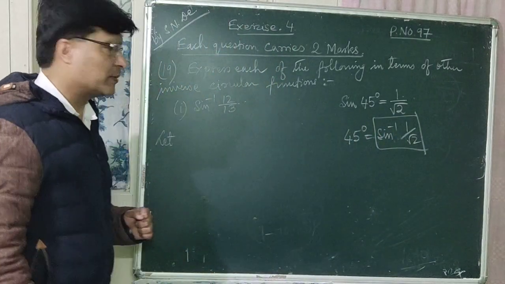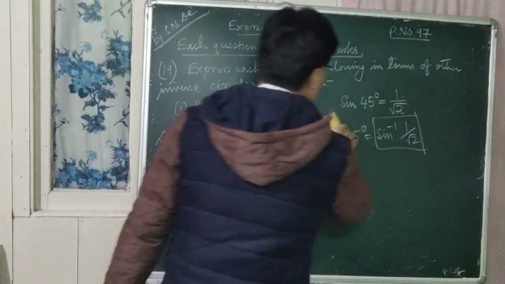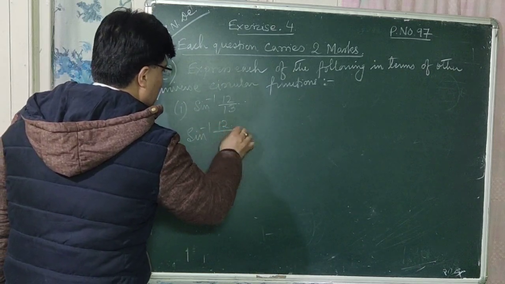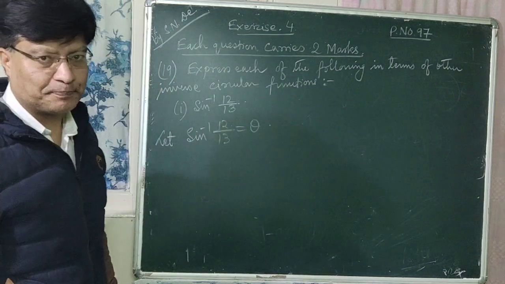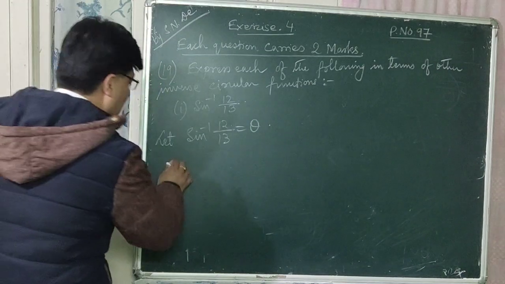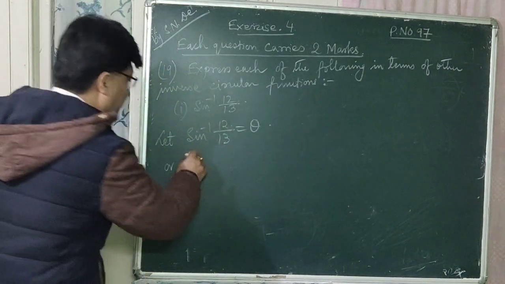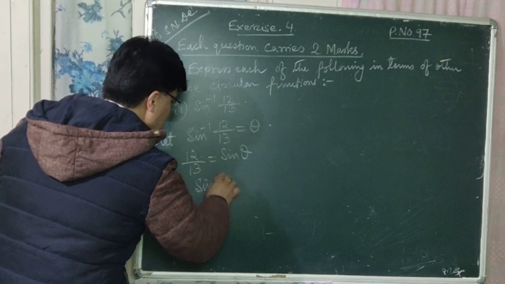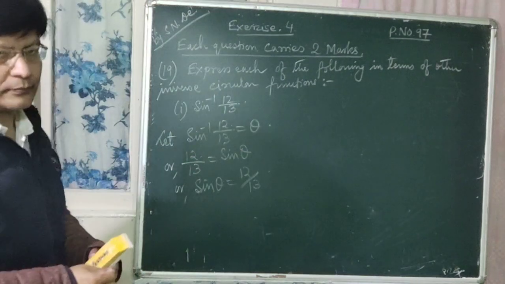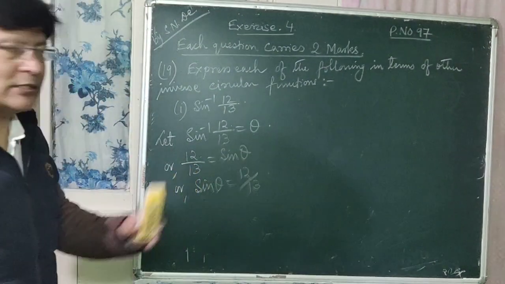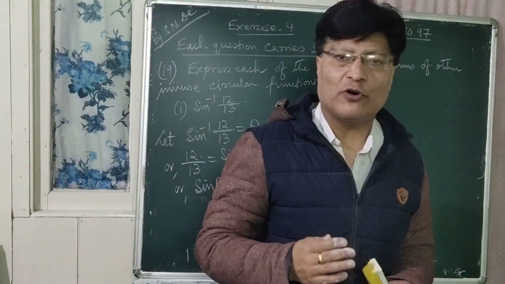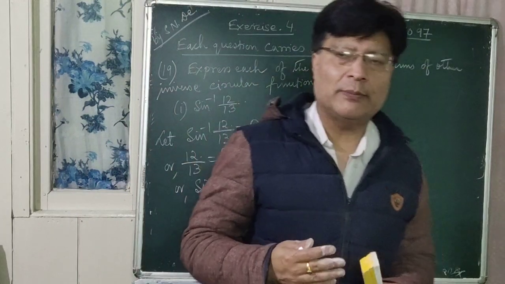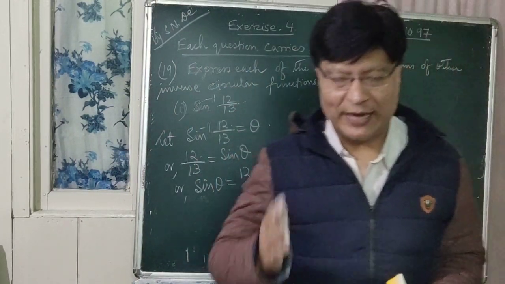So now let us do this one. Suppose sine inverse 12 by 13 is equal to theta. This is the Greek letter theta. Now let us take this sine inverse to the right hand side. It becomes sine. So 12 by 13 is equal to sine theta, or you may write sine theta is equal to 12 by 13. So if sine theta is equal to 12 by 13, you can get the values of other trigonometrical ratios or trigonometric functions.